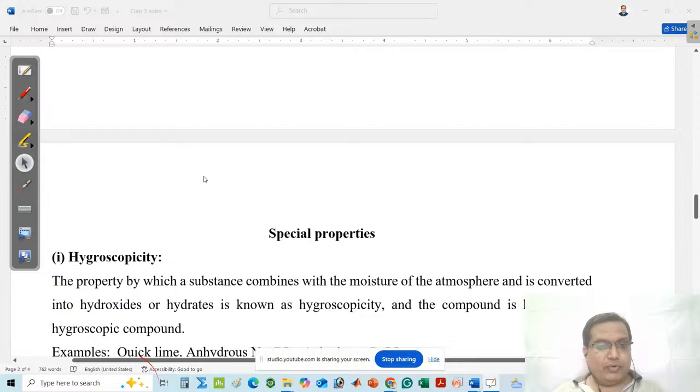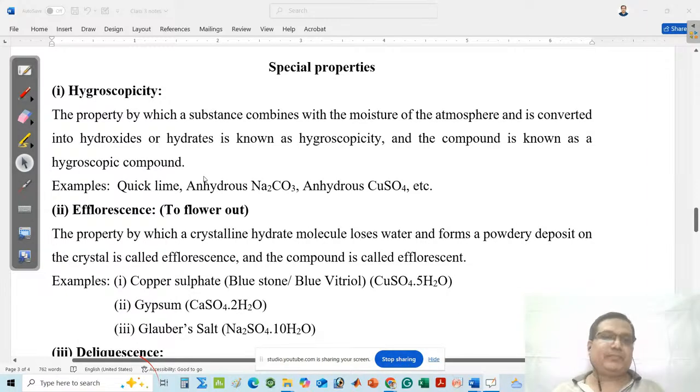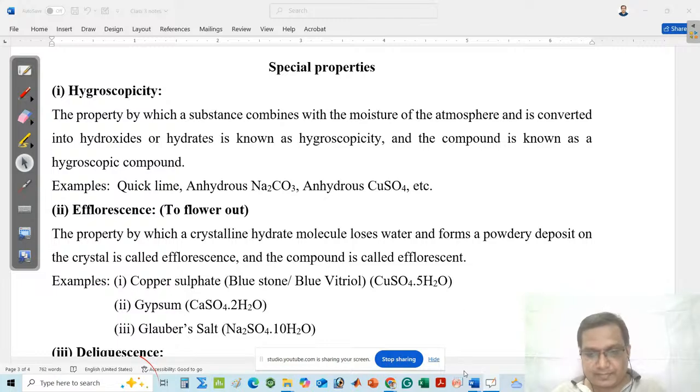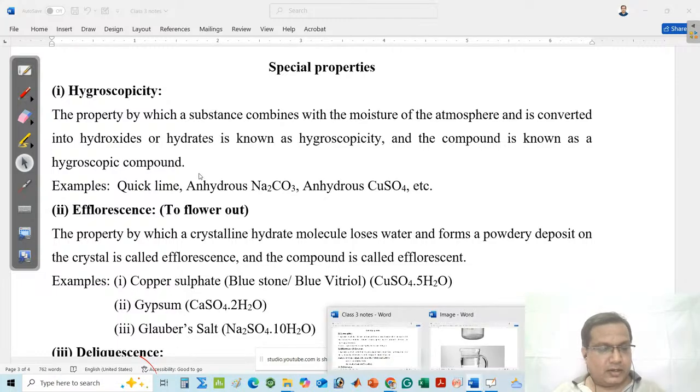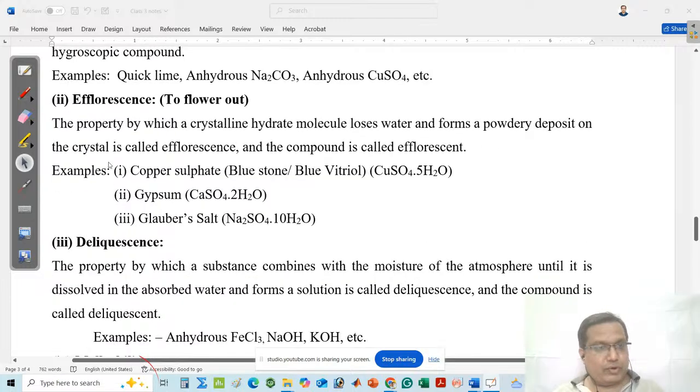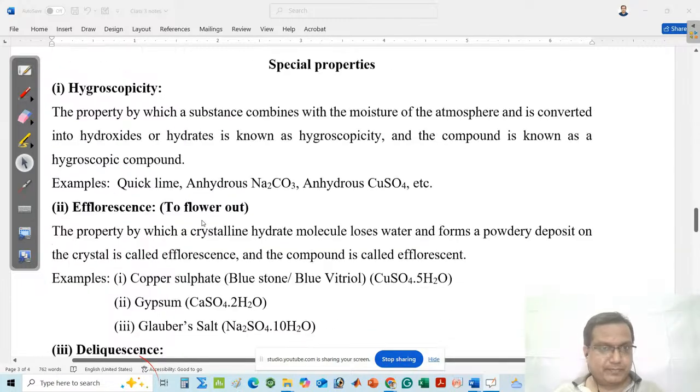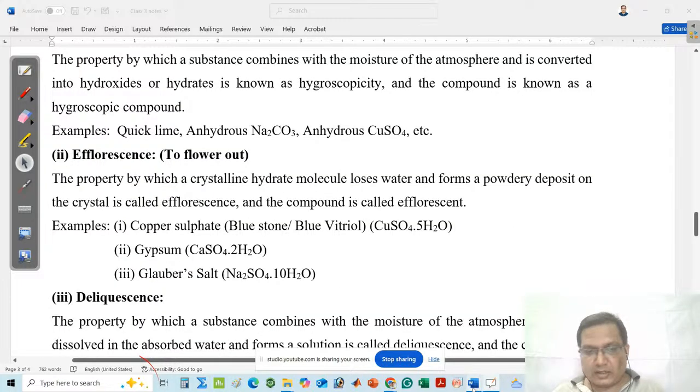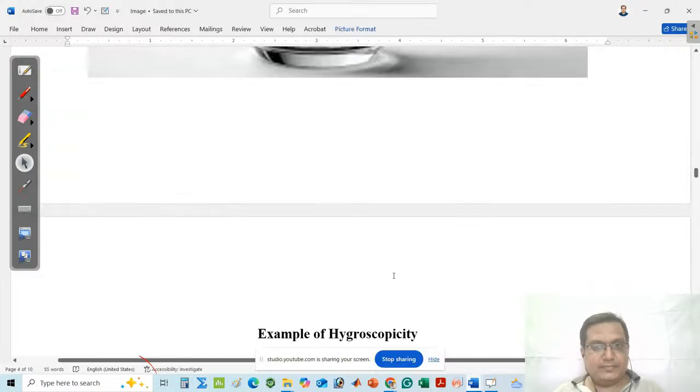Next I will move to some special properties. First is hygroscopic nature, hygroscopicity. I will explain three terms: hygroscopy, efflorescence, deliquescence. I will go through an example.